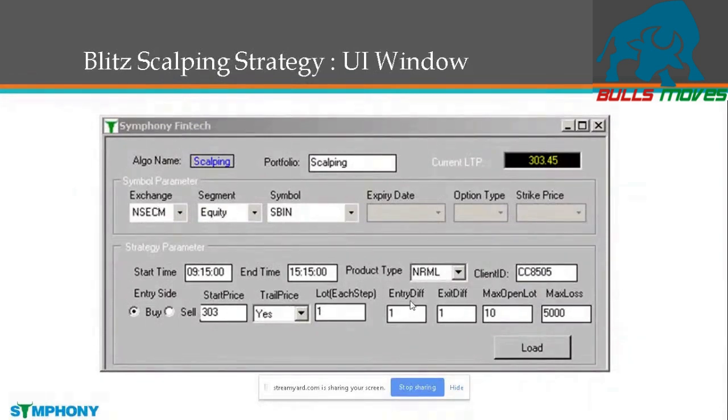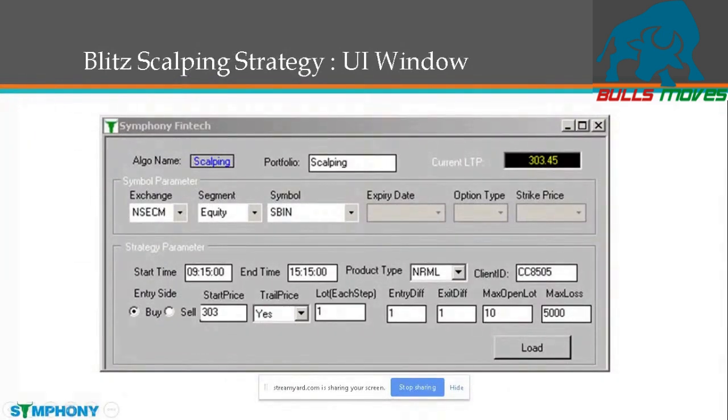So let's say the first step will be at 303, the second step will be 302. Till what step do you want to execute a buy trade? If you mention the maximum open lot will be 10, then till 294 the system will execute trades, and after 294 it won't execute trades.